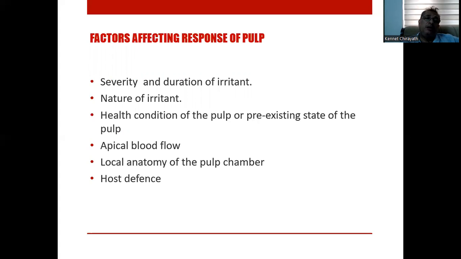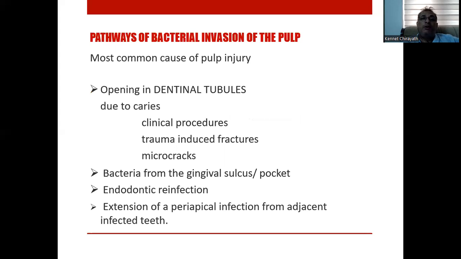Then comes the apical blood flow. In case of trauma, if the blood flow is less, there is a chance of getting pulpal necrosis. Health and condition of the pulp in its pre-existing state, and nature of the irritation and severity. All these factors will affect the pulp status.